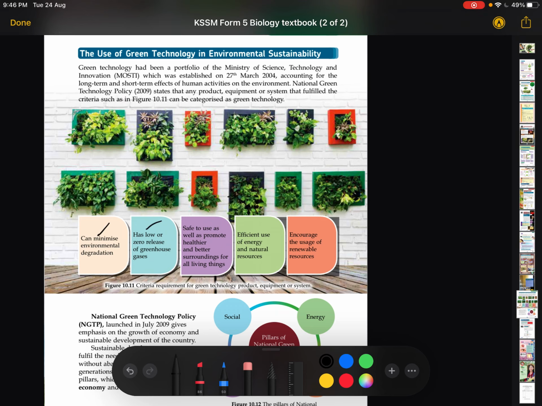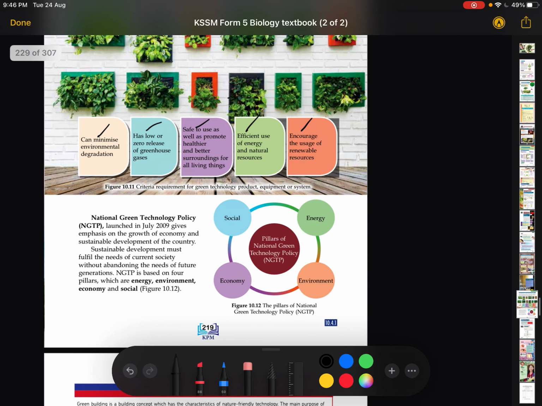How do you know if something is green technology or not? It will minimize environmental degradation. It does not release that much greenhouse gases. It is safe to use. It is efficient, and it is using renewable resources. So basically, if your thing does not cause pollution, if it's a good thing, it is considered green technology.